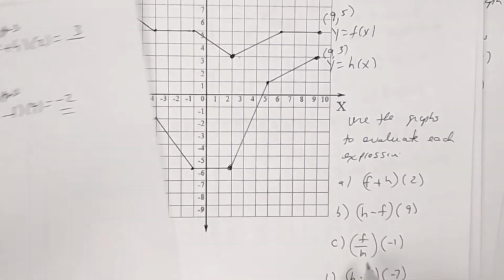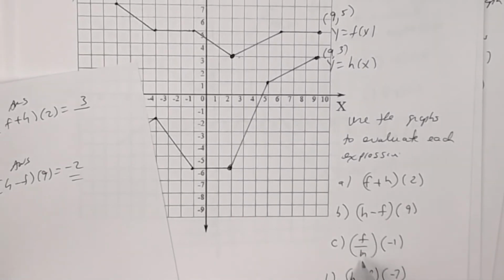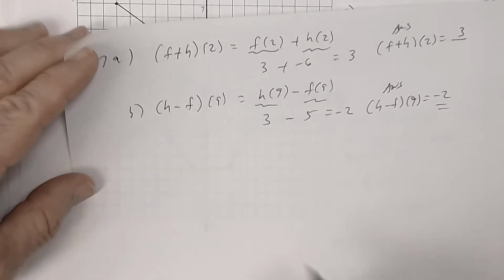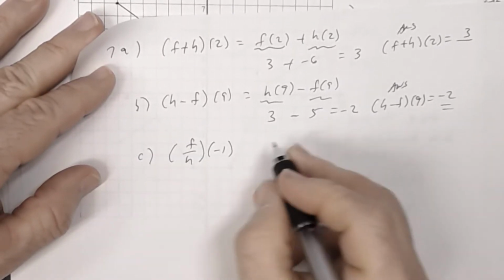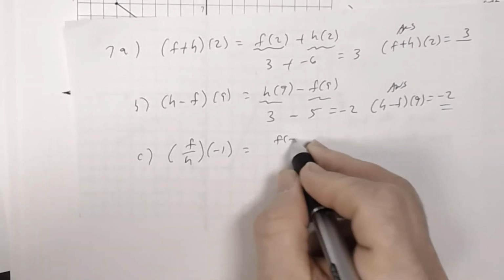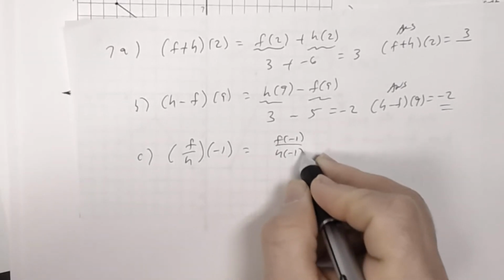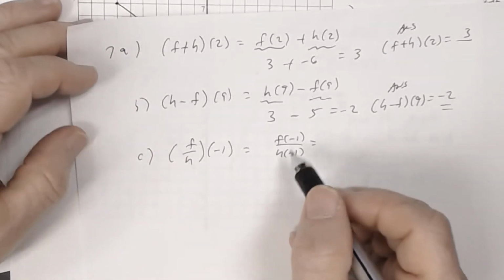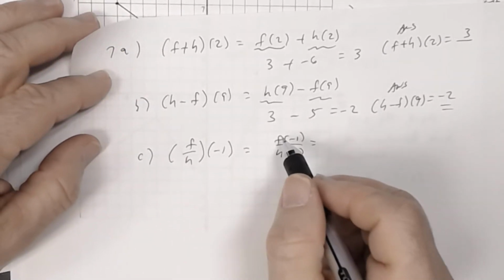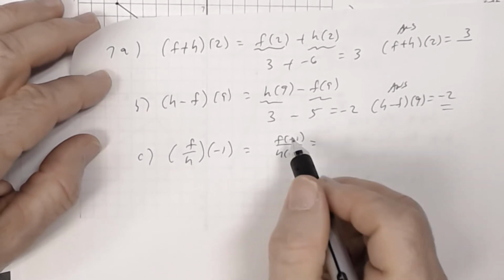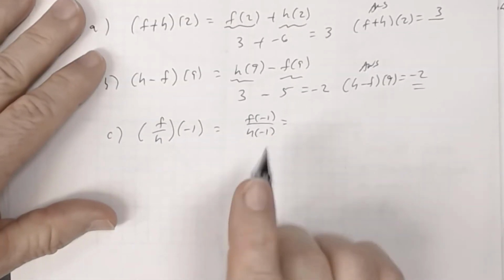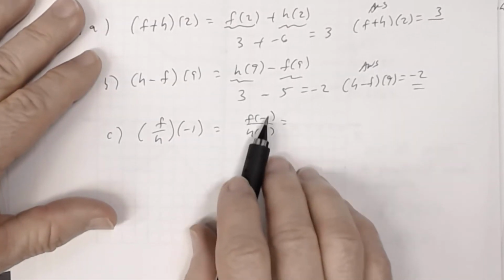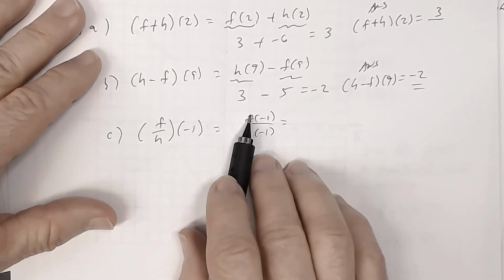Okay? C, you're looking at a quotient of f and h at negative 1. So C, you have f divided by h at negative 1. So again, by definition, that's f of negative 1 divided by h of negative 1, right? Remember, with a quotient the order matters. So you've got to find f of negative 1, and that goes in the numerator, not the denominator. So remember, when x is negative 1, you want to find two y values, one for f and one for h.